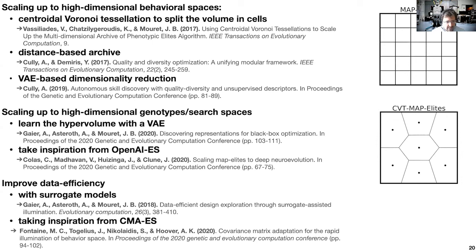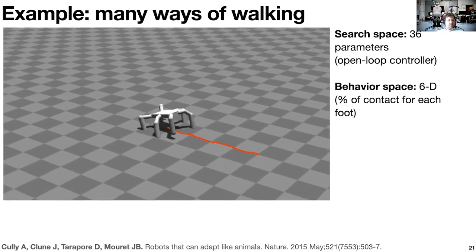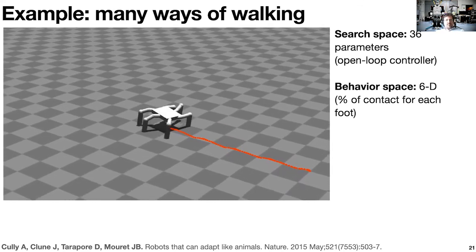We have been working on scaling up to high-dimensional genotype space, like learning via hypervolume. So this idea of what is the recipe of a good solution with a variational autoencoder. And we can use surrogate models, something we'll discuss this afternoon, to try to improve data efficiency. So just to give you some pointers if you're interested. A few examples before concluding on this part.